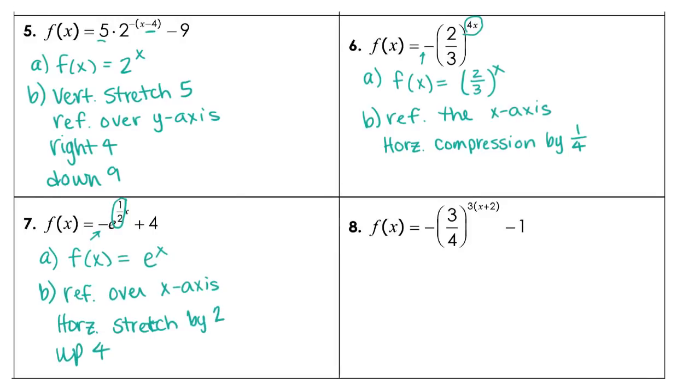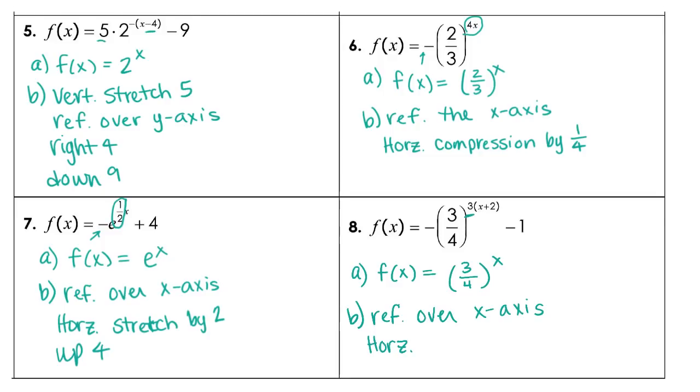Okay, and one more to go through. For this one, again, your parent function here, f of x is going to be 3/4 raised to the x power. That's your parent function. And then B, going through all of our different translations, we know the negative on the outside, that's going to be reflecting over the x-axis. We have a 3 up here, so that's going to be a horizontal compression by 1/3, the reciprocal. And then it looks like we are going to move left 2 and then down 1.